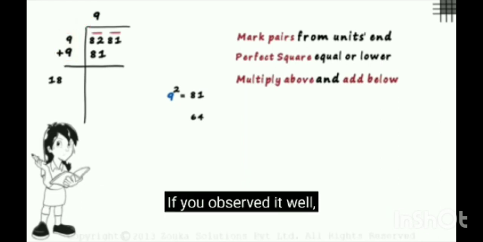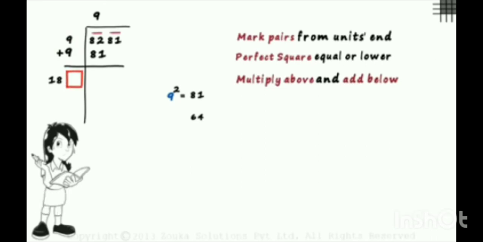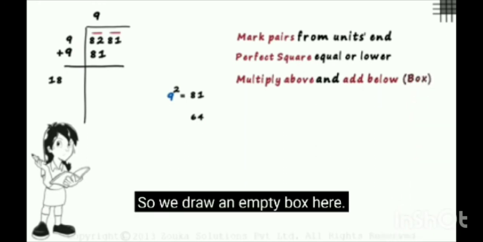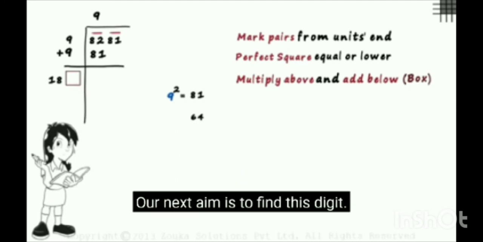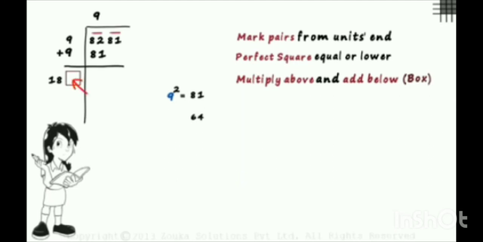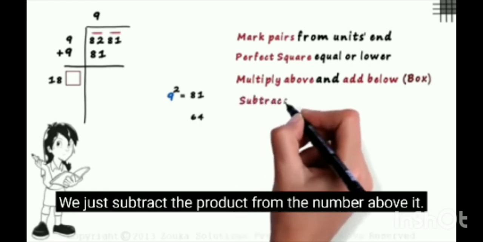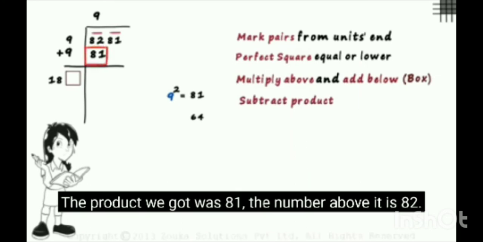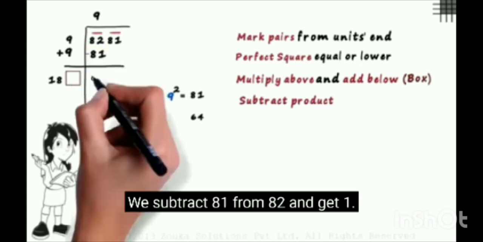If you observed it well, you could see that I have left some space next to the sum of 9s. That space is kept for the box. So we draw an empty box here, and inside this box we will be writing some digit. Our next aim is to find this digit. The next 3 steps are super simple. We just subtract the product from the number above it. The product we got was 81. The number above it is 82. We subtract 81 from 82 and get 1.